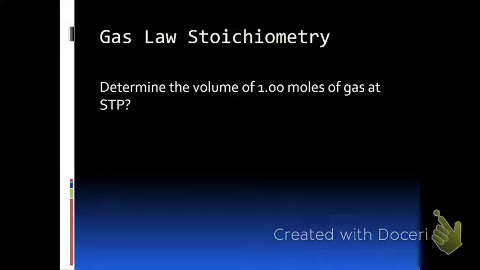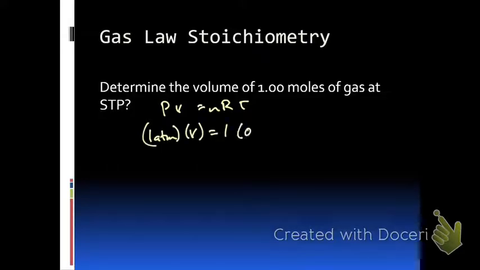All right, we're going to start gas law stoichiometry. So this is just to remind you. At STP, we're going to use PV = nRT, right? So STP, 1 atmosphere. We don't know what the volume is, so we'll figure that out. We're going to use 0.0821 atmosphere times liter over moles times Kelvin. And then 0 degrees Celsius is 273.